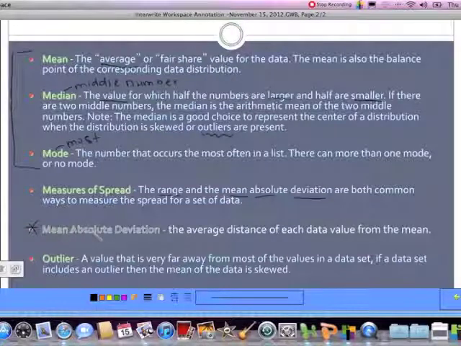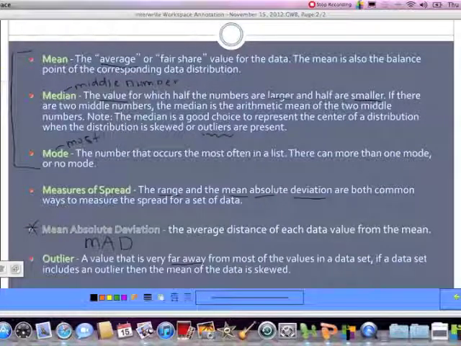One important thing I want to tell you about mean absolute deviation, it does have an abbreviation, and that would be capital M, capital A, capital D, MAD, mean absolute deviation. Your last vocabulary word is outlier, and this is a value that is very far away from most of the values in a data set. If a data set includes an outlier, then the mean of the data is skewed. If you need to press pause to fill in the rest of your blanks, please do so at this time.